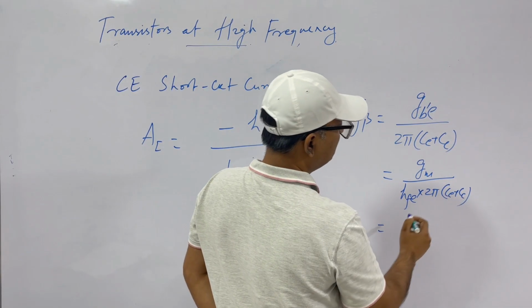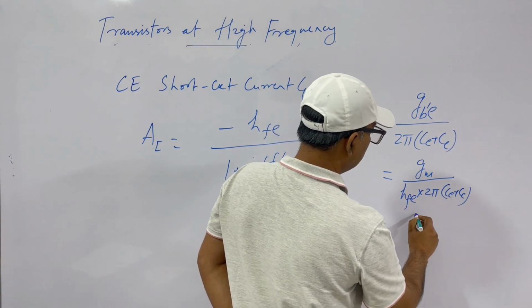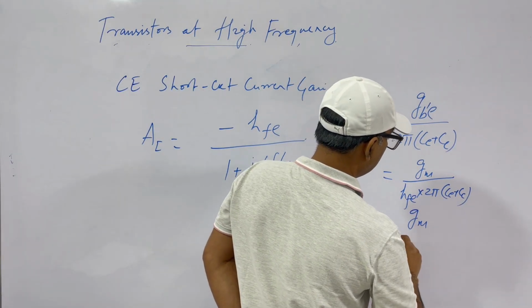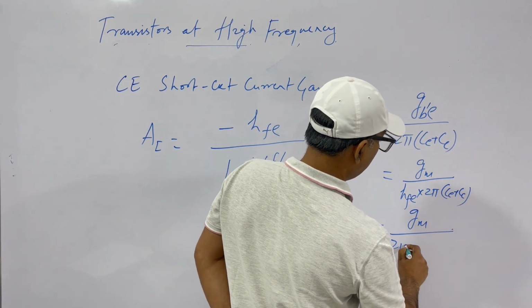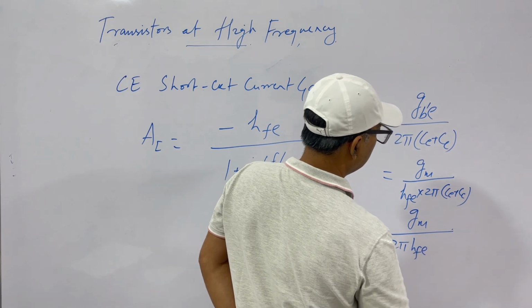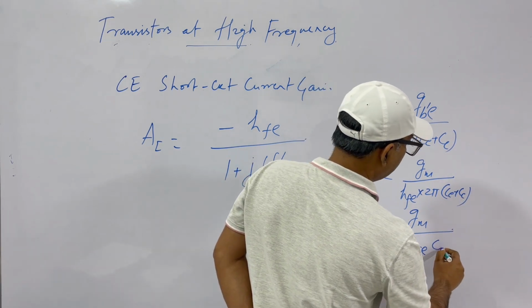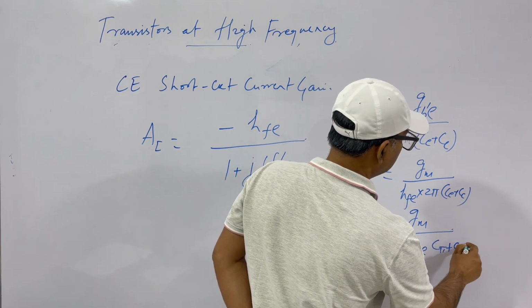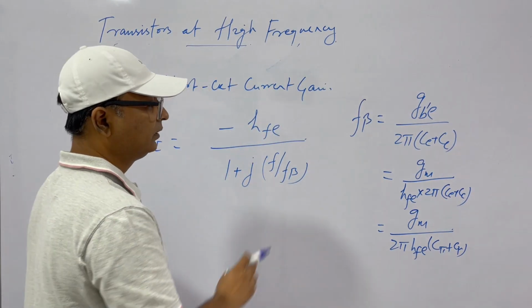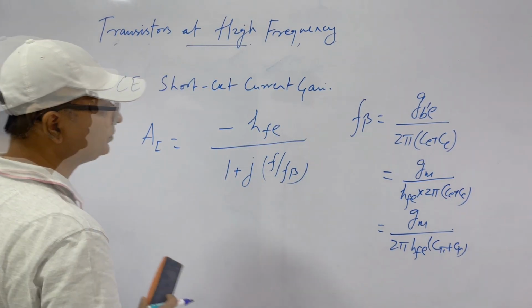And what is C? C is C pi and C mu. So this can be written as Gm by 2 pi HFE, C pi plus C mu. You must remember this formula.